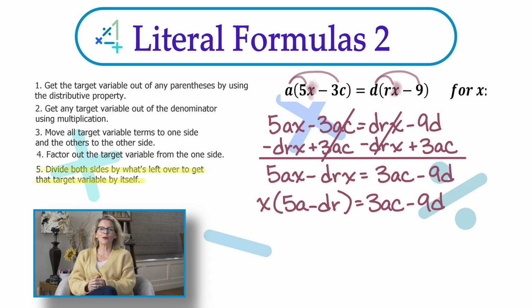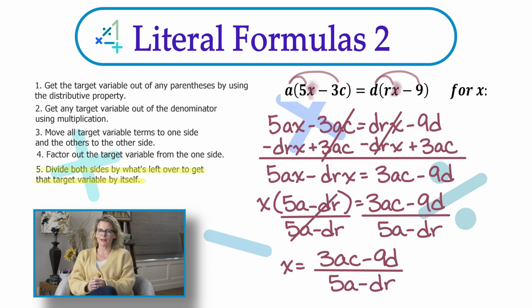Now we just divide by 5a minus dr for the final answer of x equals 3ac minus 9d divided by 5a minus dr. It's kind of a weird looking equation, but that is the correct answer.